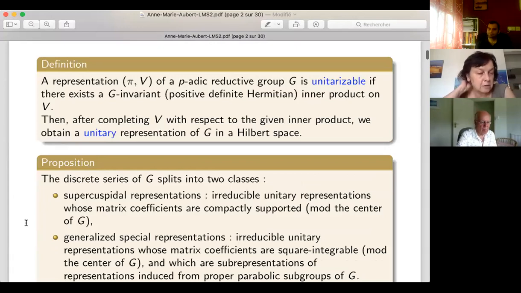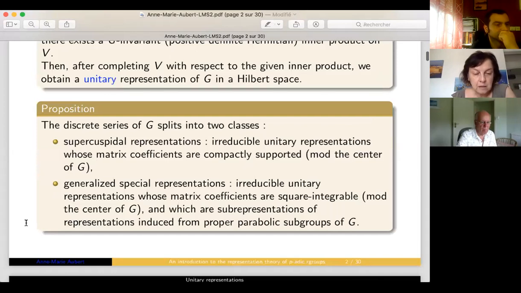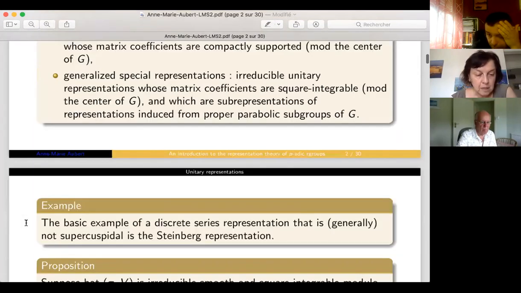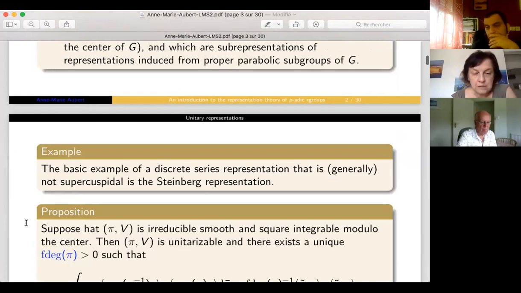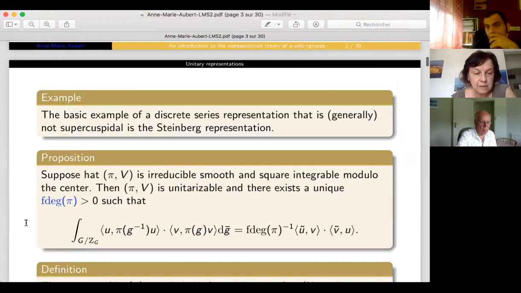So discrete series are special cases of unitary representations. As we have already seen, they split into two classes: supercuspidal representations, which, as I already said, are irreducible unitary representations whose matrix coefficients are compactly supported mod the center of the group, and representations which are usually called generalized special representations, which are the irreducible unitary representations whose matrix coefficients are square integrable mod the center and which are not supercuspidal, which means that they are subrepresentations of a representation properly induced from a parabolic subgroup of G. We have already seen an example of such a discrete series, the Steinberg representation.